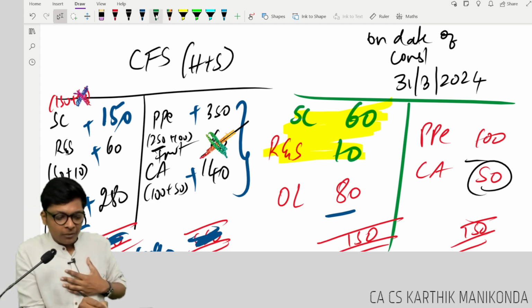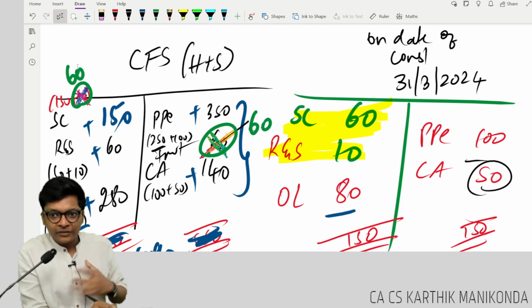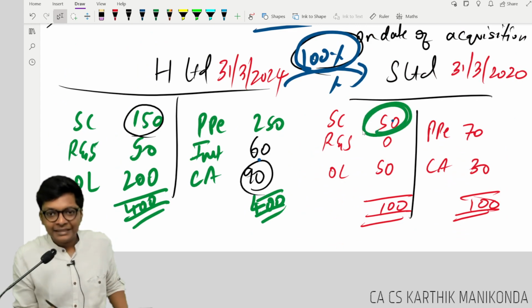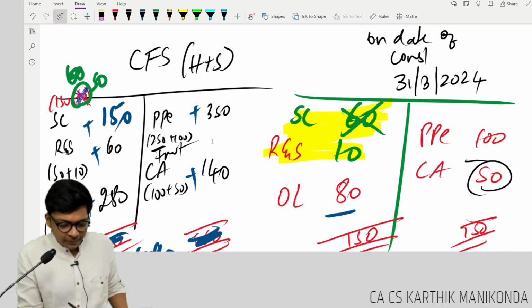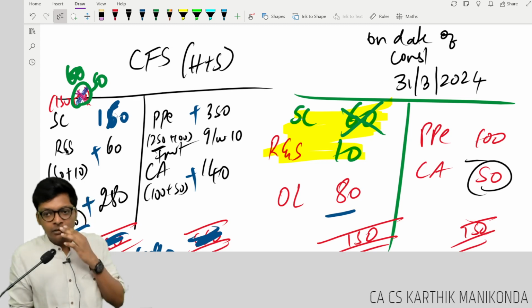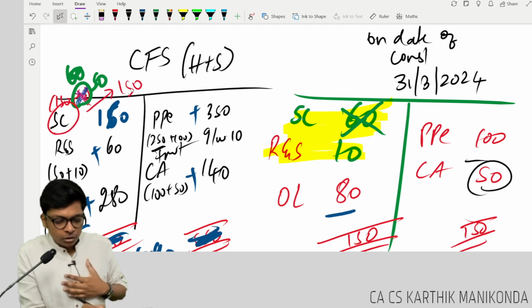Because the common mistake you are doing here is you are cancelling this investment 60 with the share capital of 60. You should not consider this, I told you. You should consider only this 50. So you should cancel only with 50 here. So goodwill will be 10. So here share capital will remain at 160, correct? Now it's tallying, but it doesn't make sense because the share capital has to be 150.